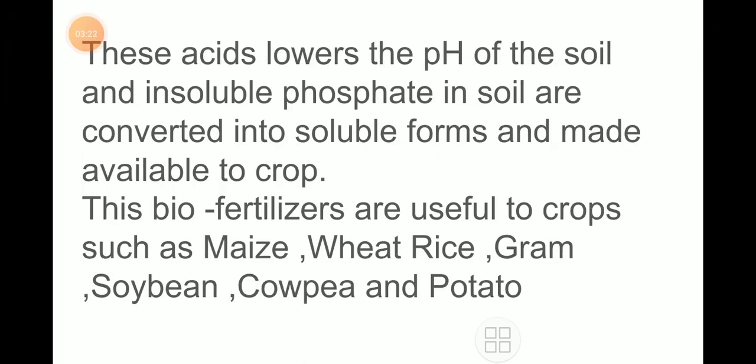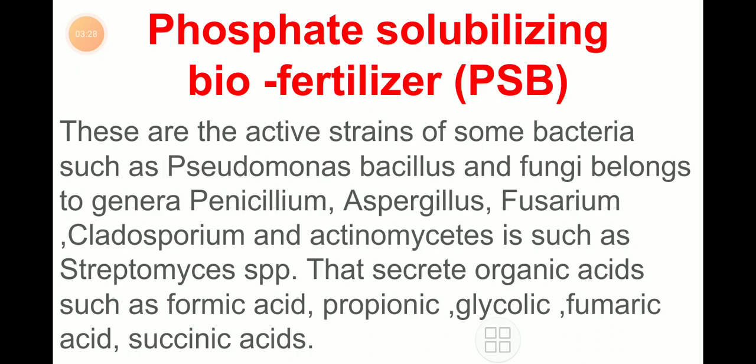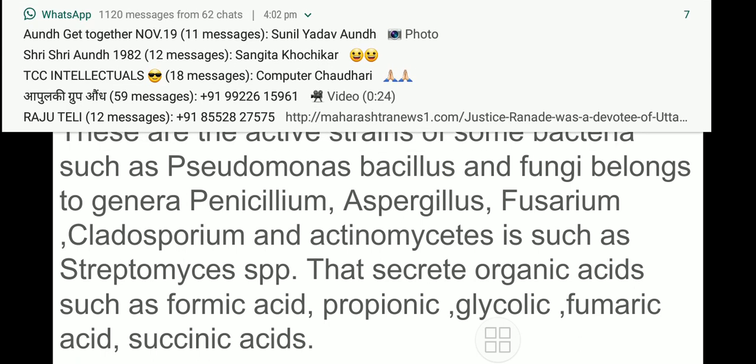Now, in the case of the biofertilizer, which types of organisms are there in the phosphate solubilizing biofertilizer? Bacteria like Pseudomonas and Bacillus, fungi belonging to the genera Penicillium, Aspergillus, Fusarium, Cladosporium, and the Actinomycetes group such as Streptomyces species. The salient feature of these microbes is that they secrete organic acids. It may be formic acid, propionic acid, fumaric acid, or succinic acid.